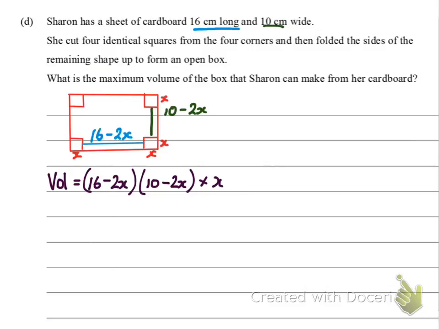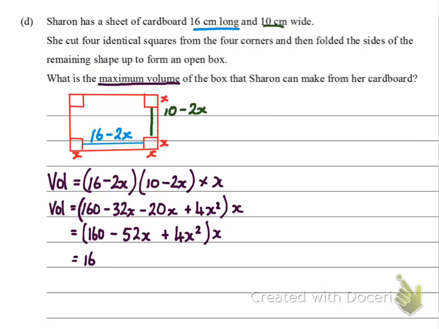Now by using FOIL, expand out your first one, because we want the maximum volume before you differentiate it. Tidy up your brackets. So first, outside, inside, last. 16 times 10, 16 times -2x gives you -32x. -2x times 10 gives you -20x. And -2x times -2x is 4x squared. Tidy that up. The two middle terms make -52x. Multiply each term by x. Put the 4x cubed at the front just to tidy it up a bit, and the 160x at the end.